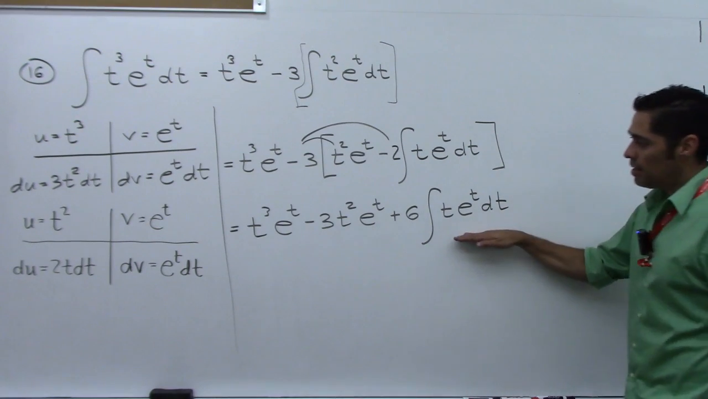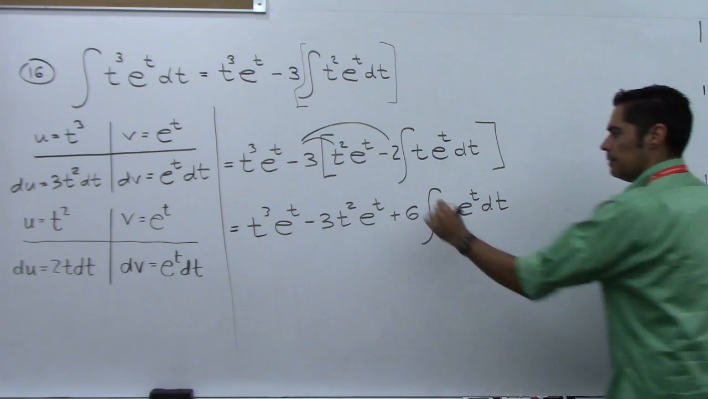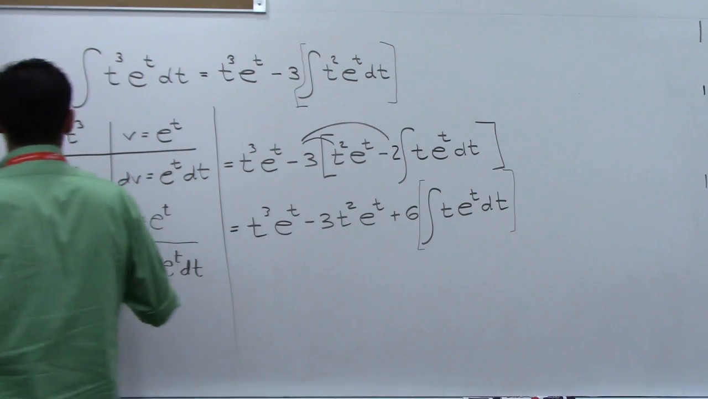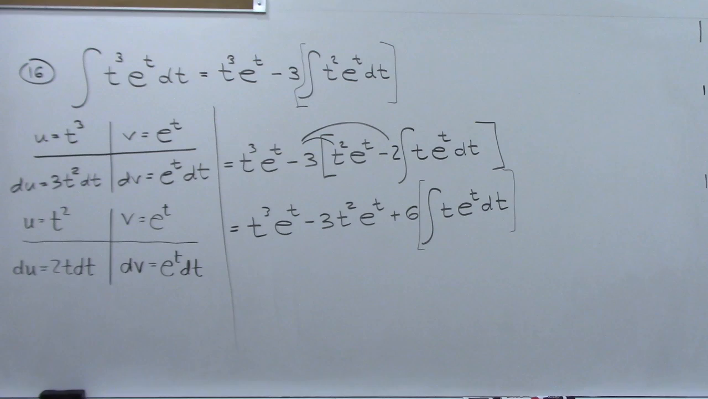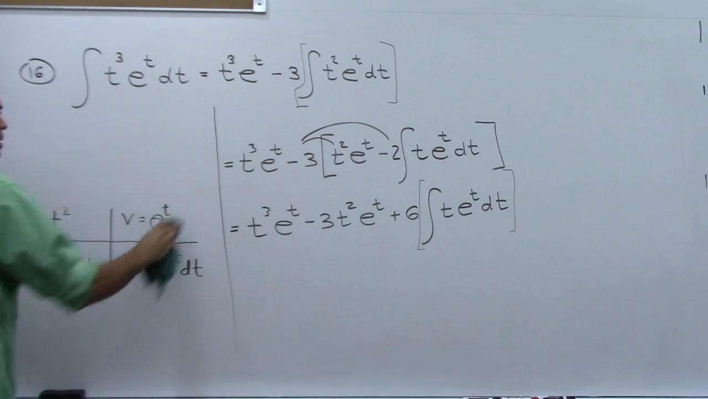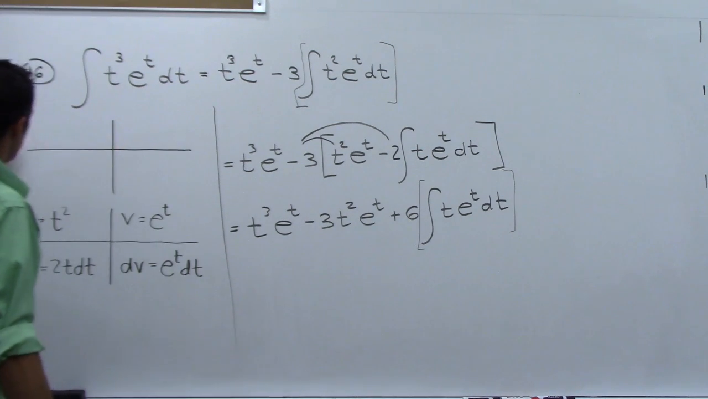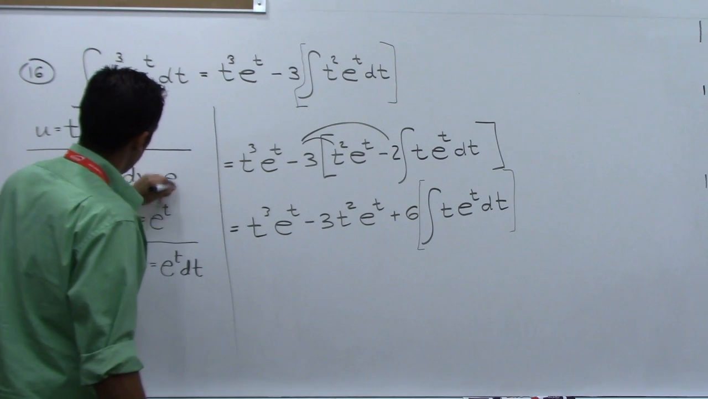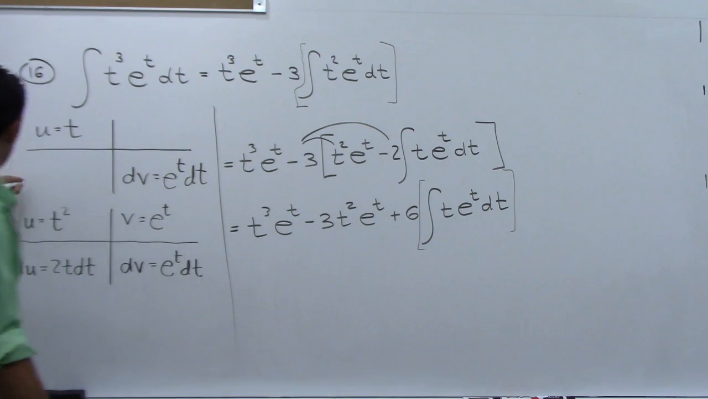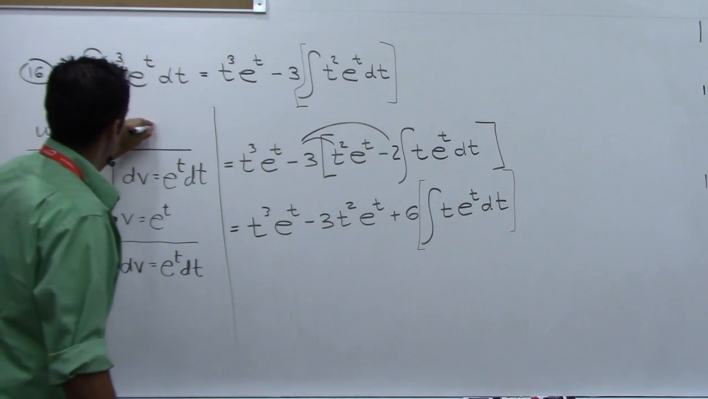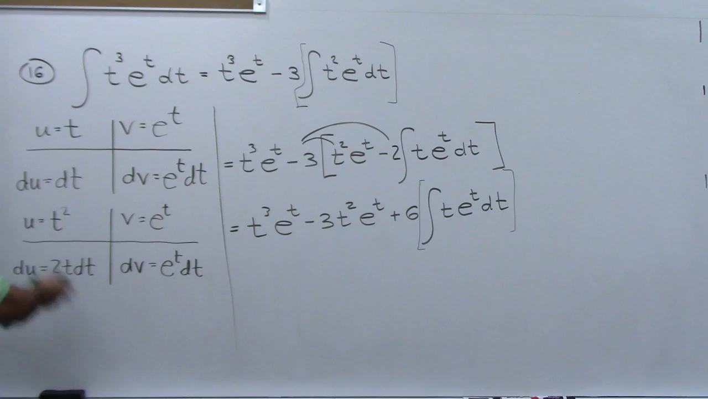And now I'm going to go one more time with integration by parts on this piece right here. And I'll do that table right here. u is equal to t. dv is e to the t dt. This should be my last one, because when I take the derivative of u, I just get dt. And then v here is e to the t. So everything is a repeat of what we've been doing, except the powers on t keep coming down.